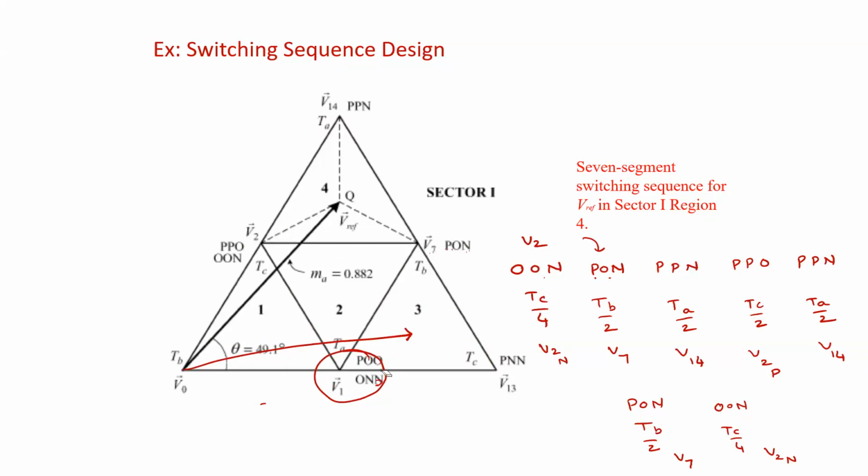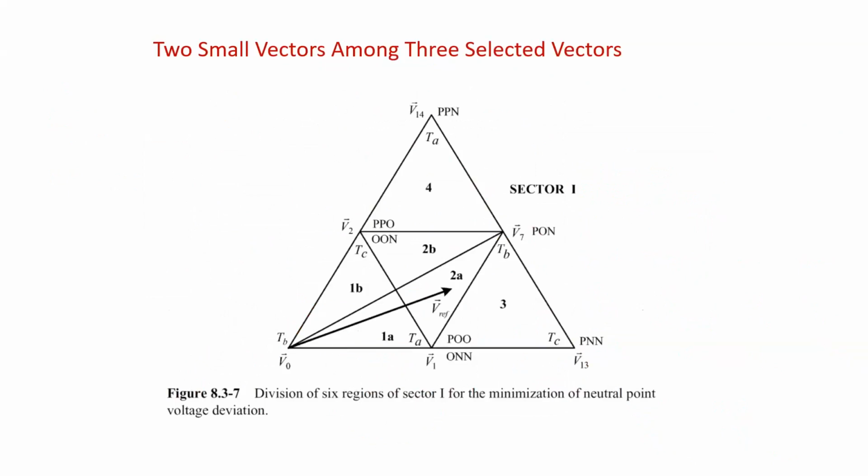So now, what do we have to do in case it is in region 1 or region 2? Let us assume that there are two small vectors among the selected 3 vectors. Assume this is the one: the v1 vector here, the v2 vector here, and we have this v7 vector. All right. So now, how to arrange the switching sequence? That is important now, right?